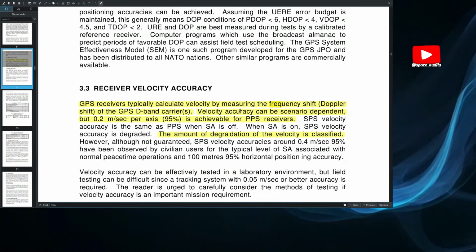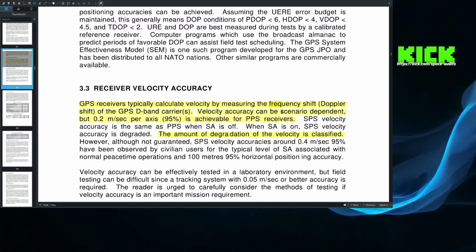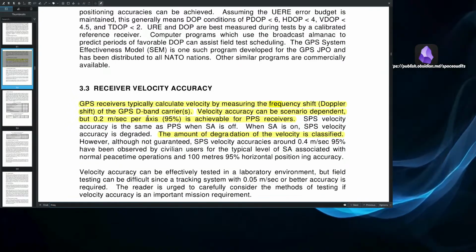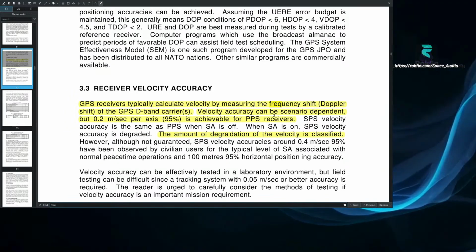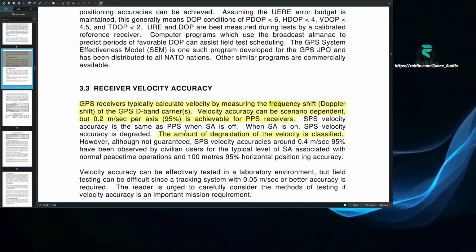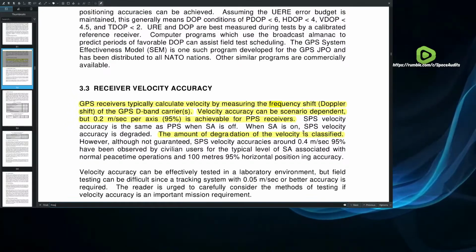The velocity accuracy can be scenario dependent, on the order of 2 meters per axis, for the PPS receiver. But again, the degradation of the velocity is classified.